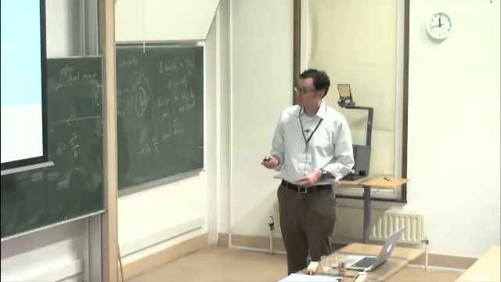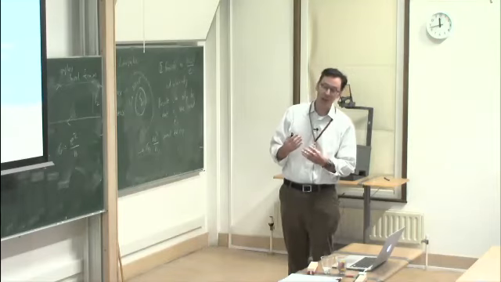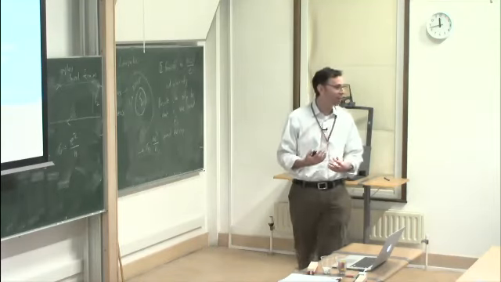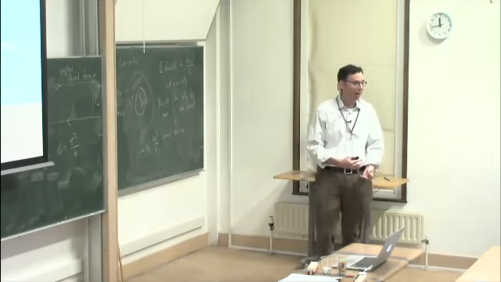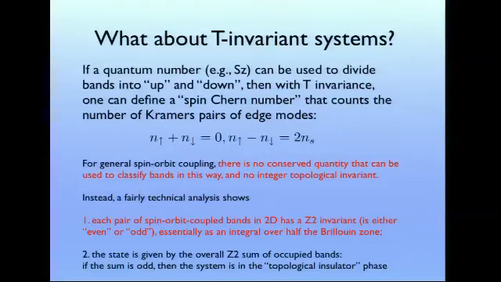So just to connect this to what I said before, if I had a good quantum number like Sz, which means I can divide my electrons into up-spin electrons and down-spin electrons and they don't mix at all, the total Chern number is 0, but I could define something like a spin Chern number that would be well defined. But in general, this does not exist. There is no such integer. There is only a Z2. And why there is a Z2 is what I now want to explain.